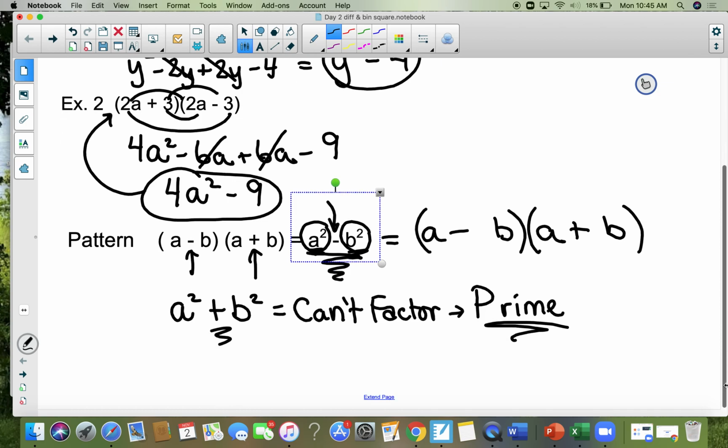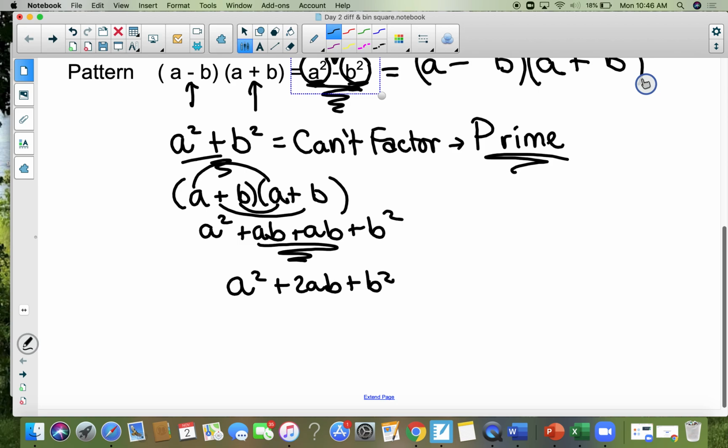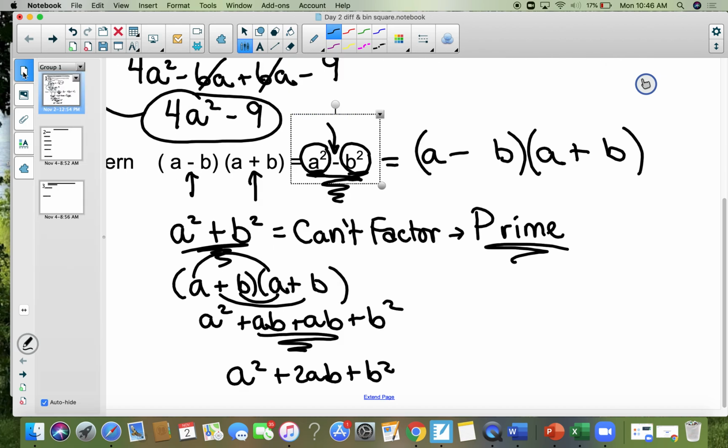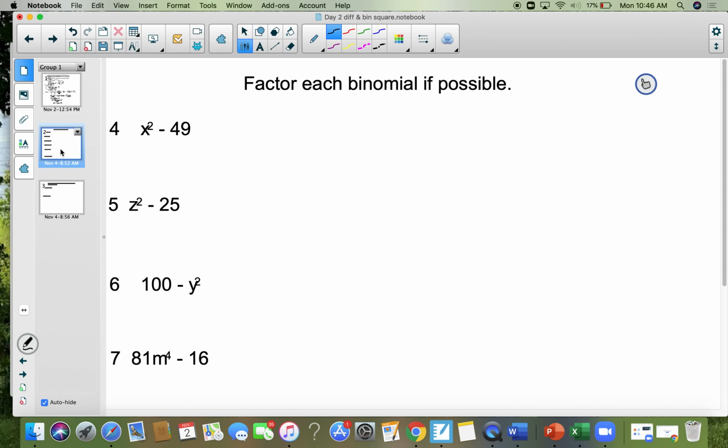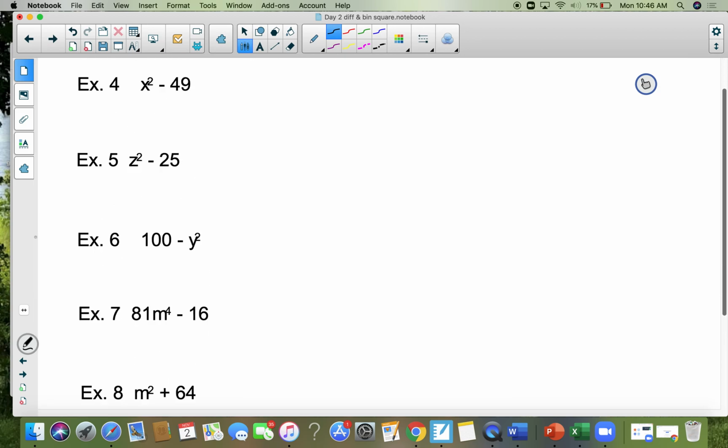This is what some kids like to do. They think it's an A and an A and a B and a B, and they think they both should be plus. But when you check it by doing the FOIL method, you get A squared, AB, another AB, plus B squared. These don't cancel out. This makes A squared plus 2AB plus B squared, which is not the same as that, and that's why it cannot be factored. Okay, so this shouldn't take long. It looks like we've got 5 of them to do.